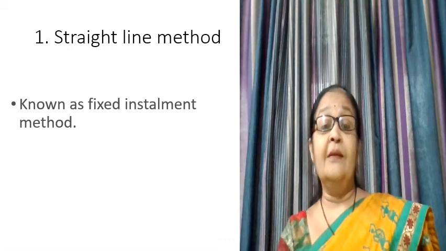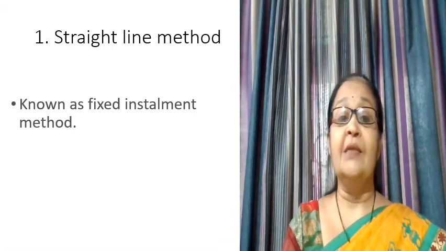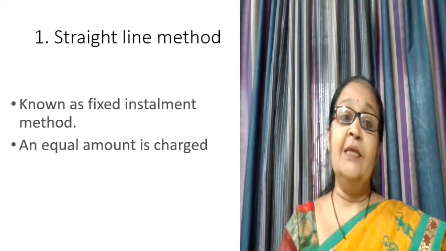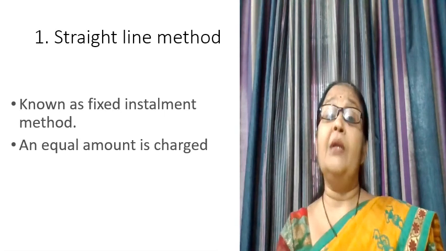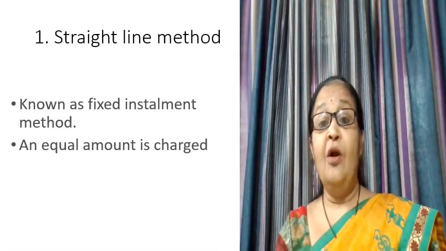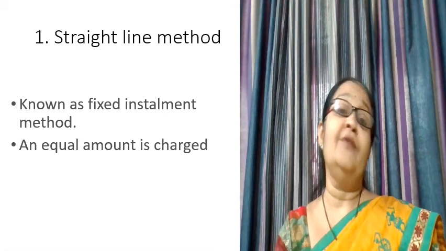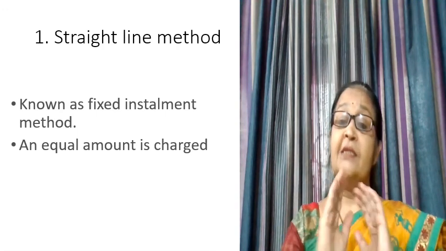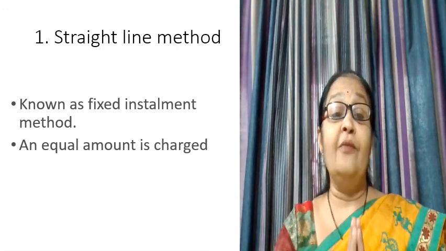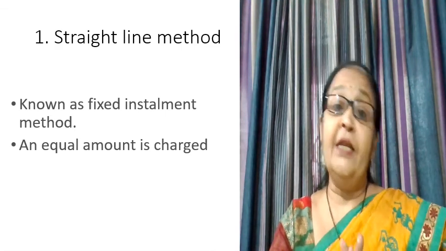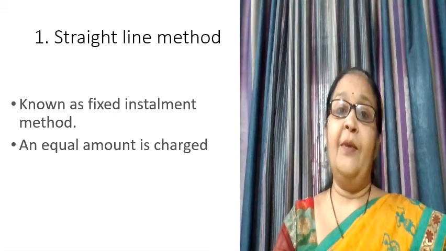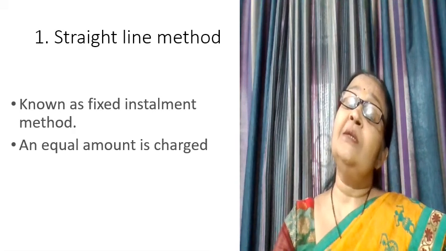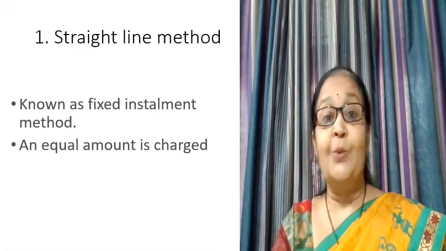Now what is straight line method? It is also, friends, known as fixed installment method. The most important part is, under this method, an equal amount is charged for depreciation of every fixed asset in each of the accounting periods. This uniform amount is charged until the asset gets reduced to nil or its salvage value at the end of its estimated useful life. The most important part. So, three of these factors are taken into consideration: the purchase price of the machine, salvage value of the machine, and useful life of the machine.